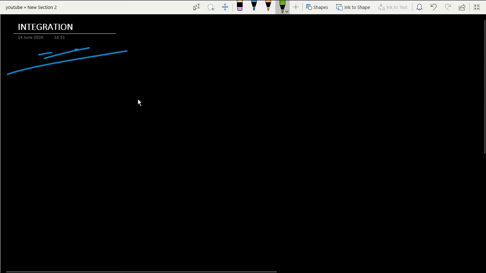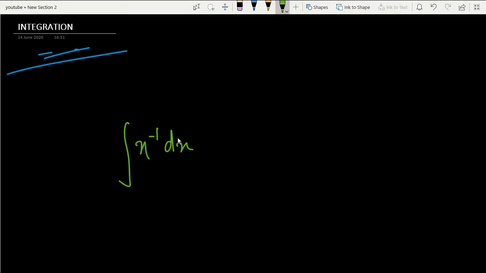Okay, if n is minus 1, then what will be the question? What will be the answer? So let's see. The question is the integral of x raised to minus 1 dx. For this, remember, the integration of x raised to minus 1 dx is log x.